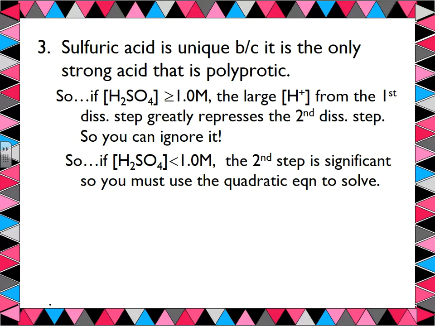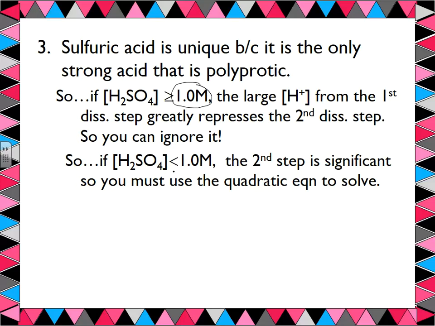Now, sulfuric acid is unique because it is the only strong acid that happens to be polyprotic. So if the concentration of the sulfuric acid is greater than or equal to 1 molar, the large hydrogen ion concentration from that first step greatly represses the second dissociation step. So we can completely ignore the second dissociation step as long as the concentration of the sulfuric acid is greater than or equal to 1 molar.